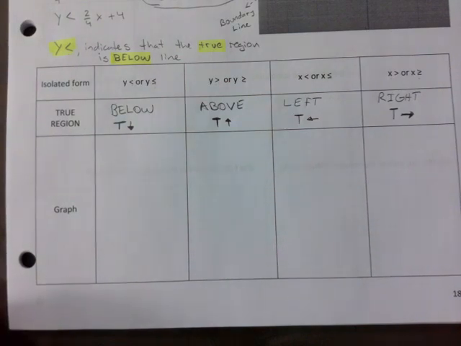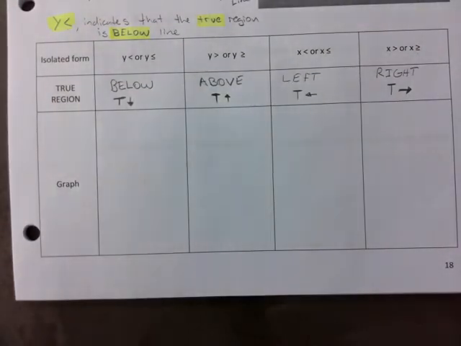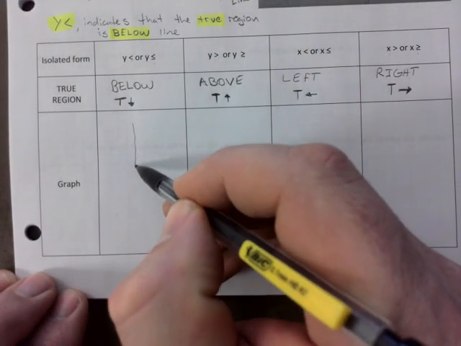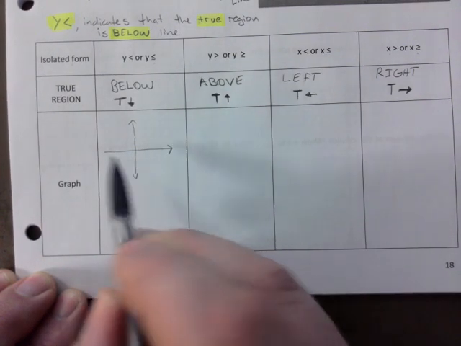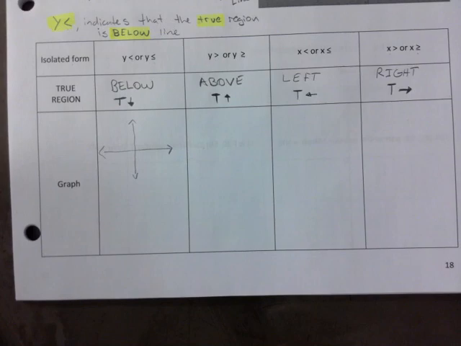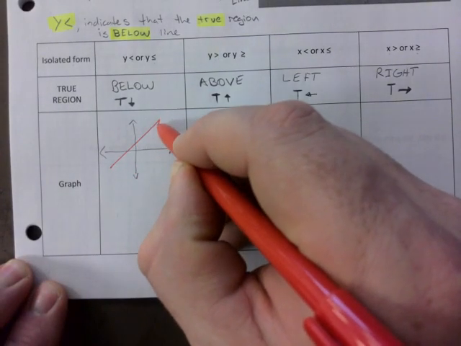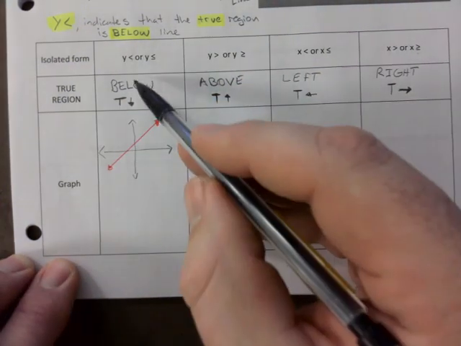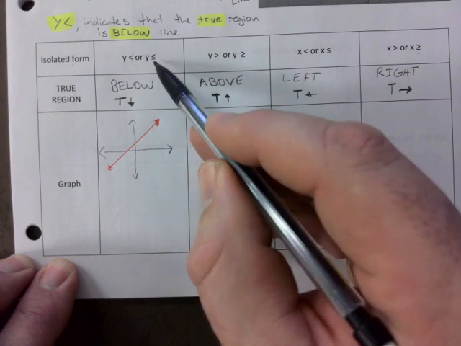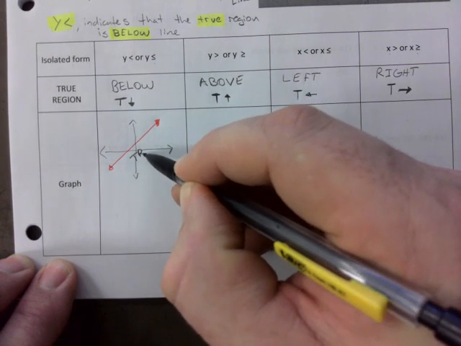So I will give you a little graph. This is just sketching it, okay? So you don't have to make it too fancy. This would be kind of like what you would include in your study sheet. So if you had a line like this, but you isolate and you end up with y is less than or equal to, then the true region would be here, true.